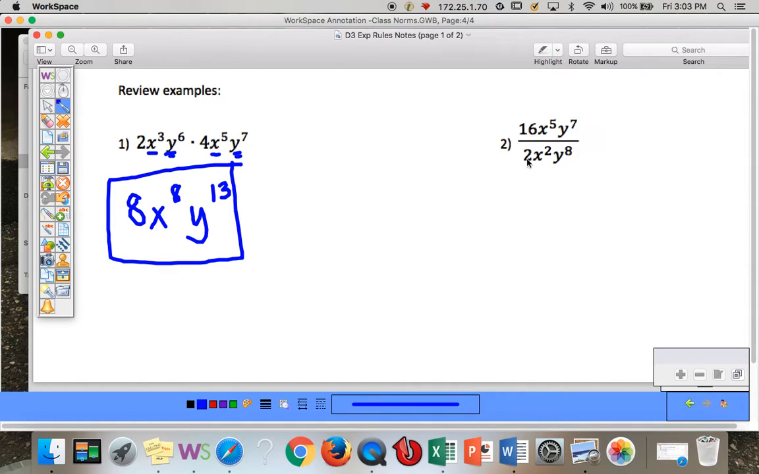Division, let's start with our numbers. 16 divided by 2 is 8. You have 5 x's on top, 2 on bottom. So when you cancel, there's 3 left on the top. And for the y's, you have 7 on top and 8 on the bottom. So when you cancel, there's 1 left on the bottom.